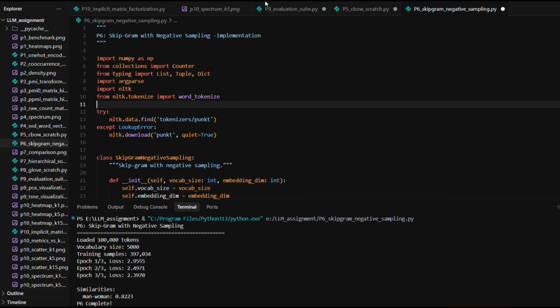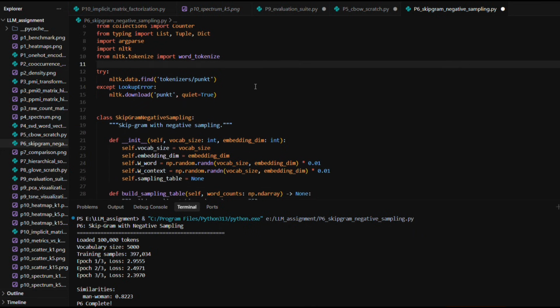Initially, the program starts by importing the libraries, and thereafter, the main class is called skipgram negative sampling. It takes two parameters, that is vocabulary size, which is the number of words in our vocabulary, and embedding dimension, which is the size of each word vector. Inside the constructor, we create two matrices, that is W word and W context, and both are initialized with random values. The word matrix represents the center word embeddings, while the context matrix represents the context word embeddings.